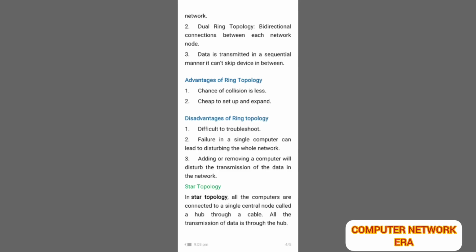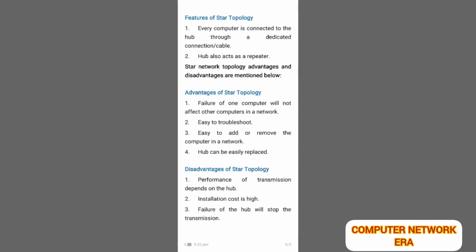Next, star topology. In star topology, all the computers are connected to a single central node, known as the hub, through a cable. All the transmission of data is through the hub. Among the features of the star topology is that each computer is connected to the hub through a dedicated connection or dedicated cable. The hub also acts as a repeater.